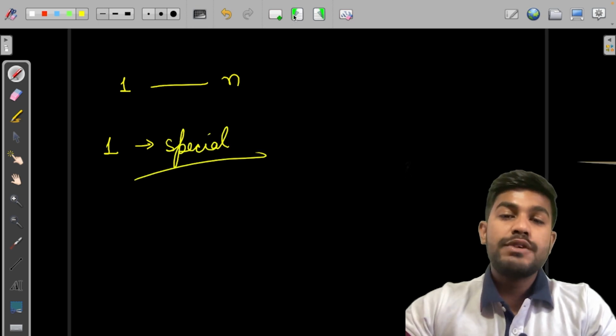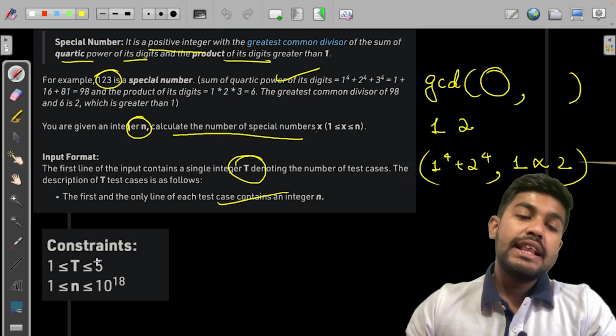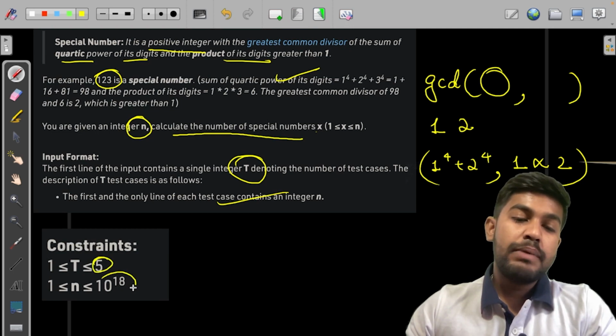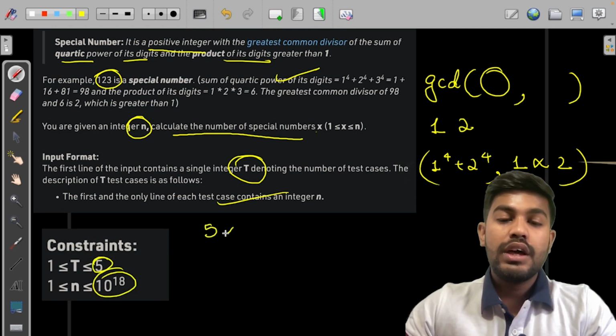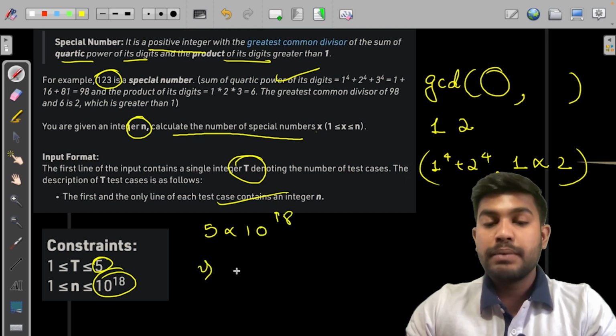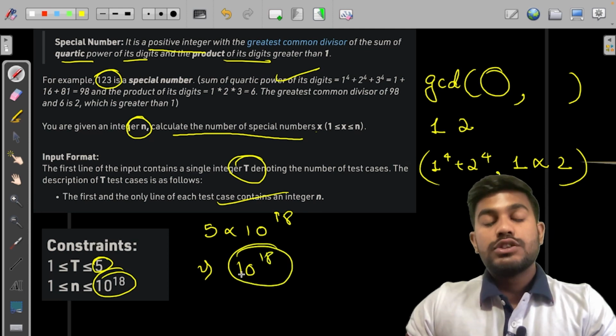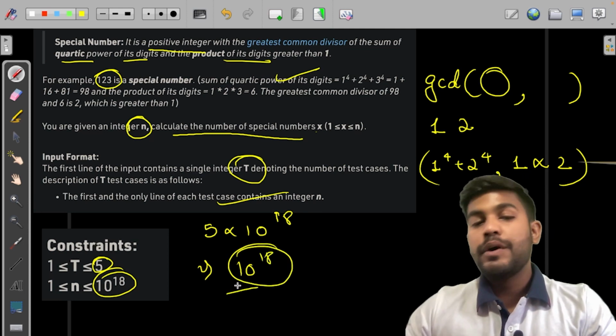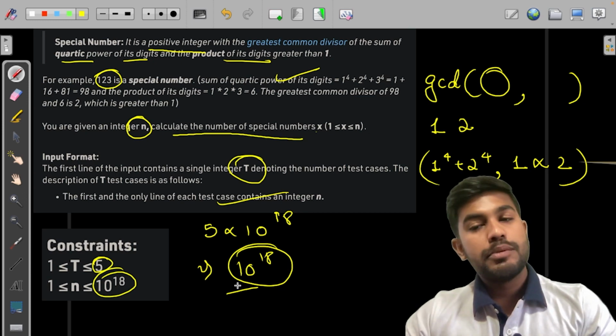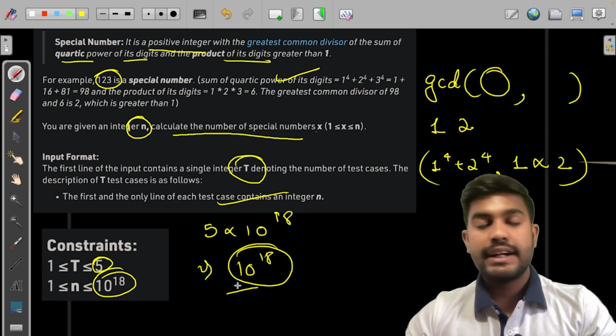Now as we move forward, we would see that it is 5 multiplied with 10 to the power 8. Okay, 5 into 10 to the power 8. So in the worst case, the time complexity would be 10 to the power 18. Okay, so it is not feasible because it is much greater than 10 to the power 8. So we would definitely get a TLE.